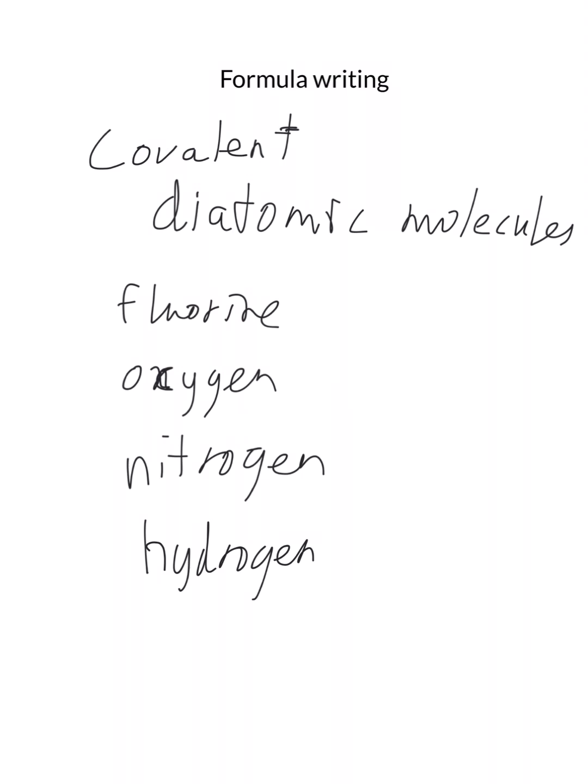And finally, the last layer of complication with covalent is what happens when you have something called a diatomic molecule. Fluorine, oxygen, nitrogen, and hydrogen, in their elemental form at room temperature, don't actually exist on their own. They get lonely. They actually pair up with other fluorine, oxygen, nitrogen, and hydrogen molecules. As a result, they exist as diatomic molecules, which means elemental fluorine is written as F2, oxygen is written as O2, nitrogen is written as N2, hydrogen is written as H2.